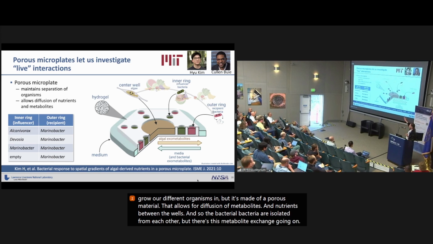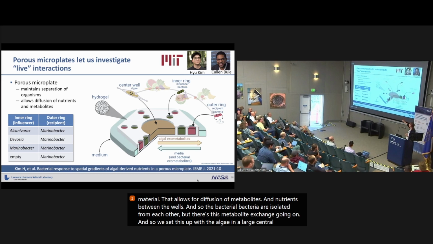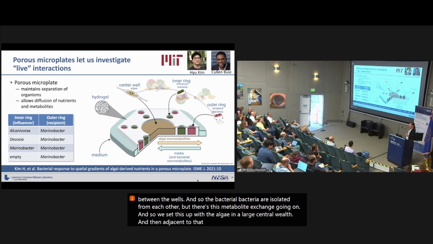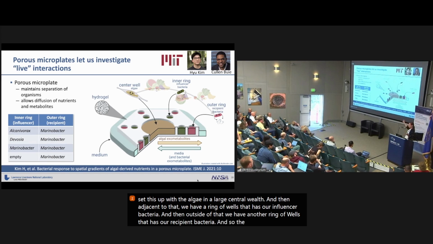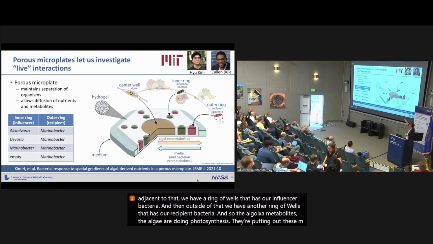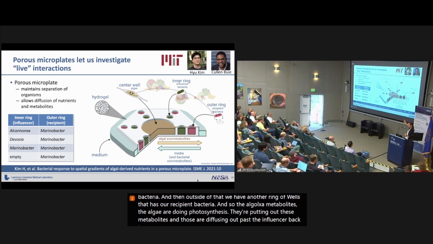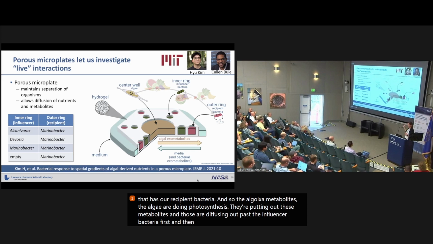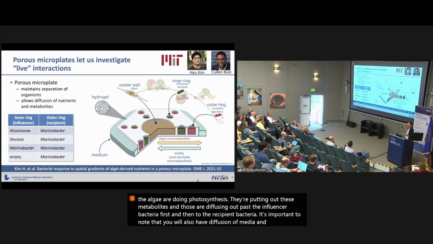And so we set this up with the algae in a large central well. And then adjacent to that, we have a ring of wells that has our influencer bacteria. And then outside of that, we have another ring of wells that has our recipient bacteria. And so the algae are doing photosynthesis. They're putting out these metabolites, and those are diffusing out past the influencer bacteria first, and then to the recipient bacteria. It's important to note that you will also have diffusion of media and bacterial exometabolites in the other direction.